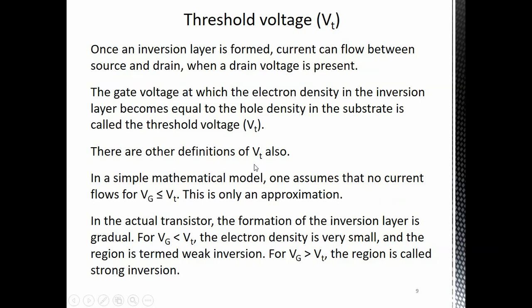Alright. There are actually other definitions of VT also, but we will use this definition for our purposes, for our analysis and simple models that we will use to solve circuits. In the simplest MOSFET model, one assumes, and we will do this throughout this semester in fact, that for gate voltages less than the threshold voltage, no current flows in the MOSFET. This is of course only an approximation.